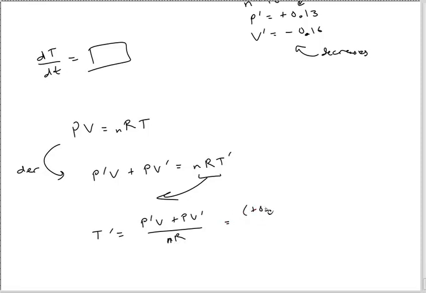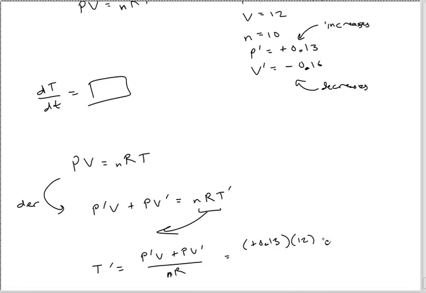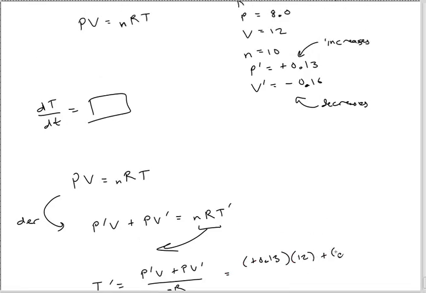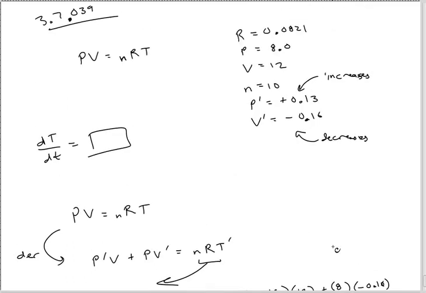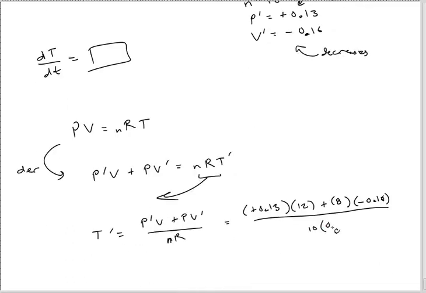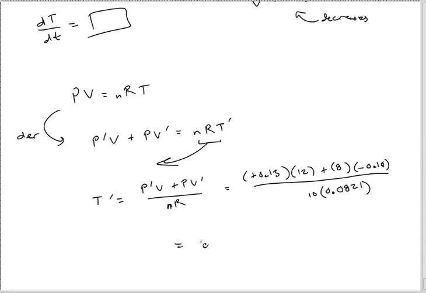So a positive 0.13. My V itself is 12. My P itself is an 8. My V prime is a negative 0.16. Then all divided by N, which is 10, and then R, which is 0.0821. Calculator, and you get 0.34104.